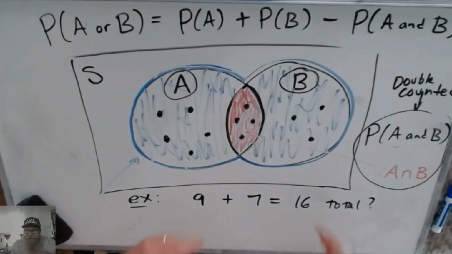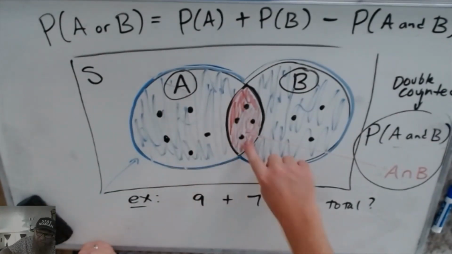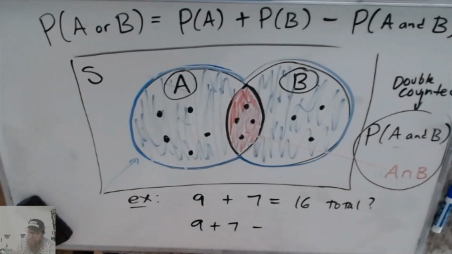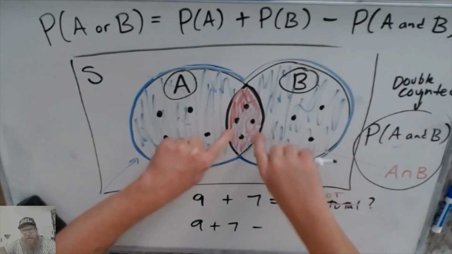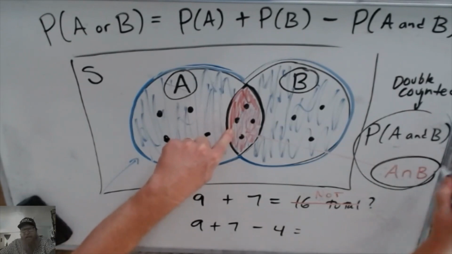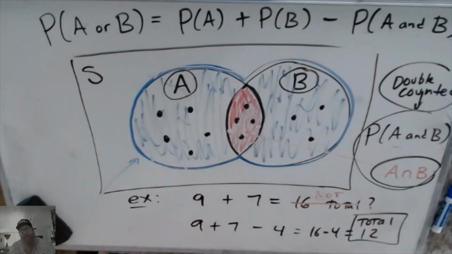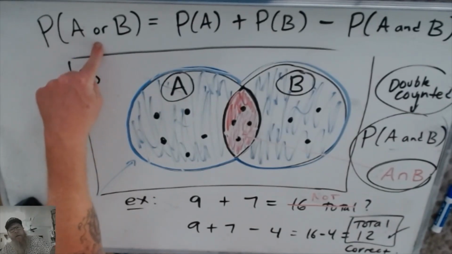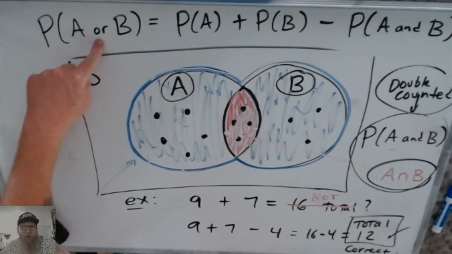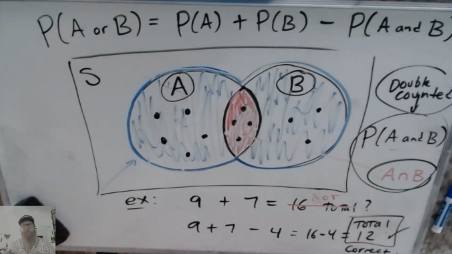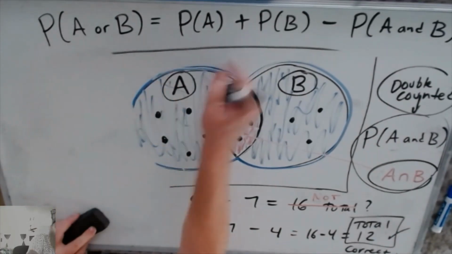But that's not true. There are not 16 dots here. Count them: 1, 2, 3, 4, 5, 6, 7, 8, 9, 10, 11, 12 dots. So 16 is not the correct total. It's 9 plus 7 minus 4, because there are 4 in the intersection, and we don't want to count those 4 twice. So 16 minus 4 is 12, and that's actually correct. So this formula is very important. When you're calculating a compound probability, in particular OR, you're going to add the individual probabilities and then subtract the overlapping probability, the one that could possibly be in both. I'll keep this formula up here for our next example.